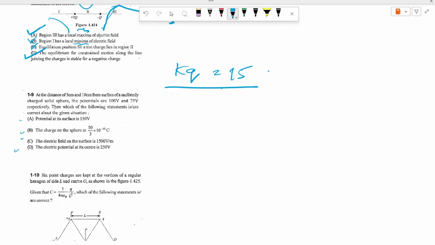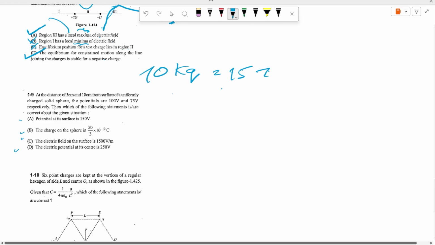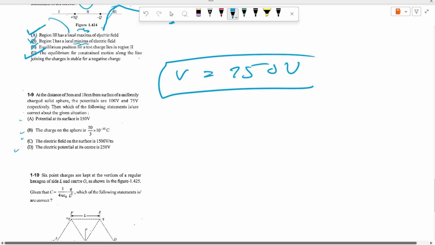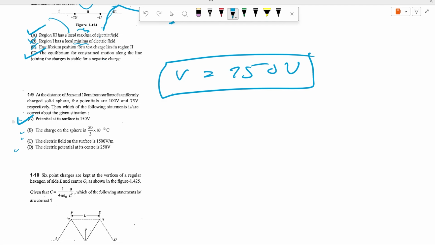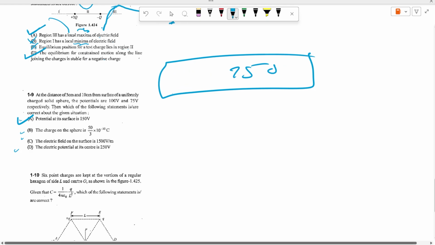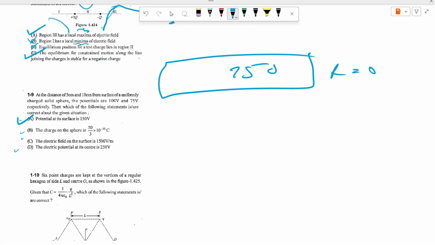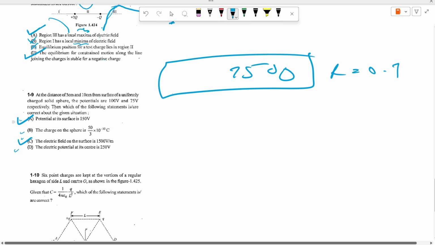So the whole equation is multiplied by 10 on both sides. So potential equals 150 volts. Yes, that indeed is correct. Now to get the electric field from the potential, we have this as the potential, we just have to multiply it by 10 again because the radius was 0.1. So this is indeed the electric field.